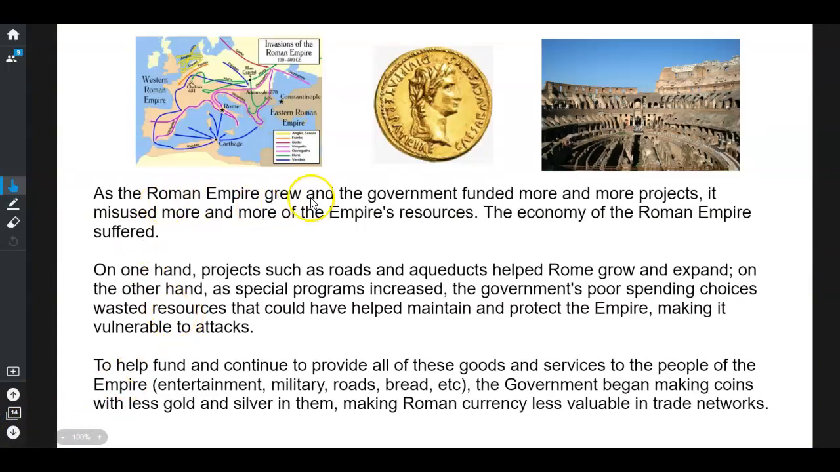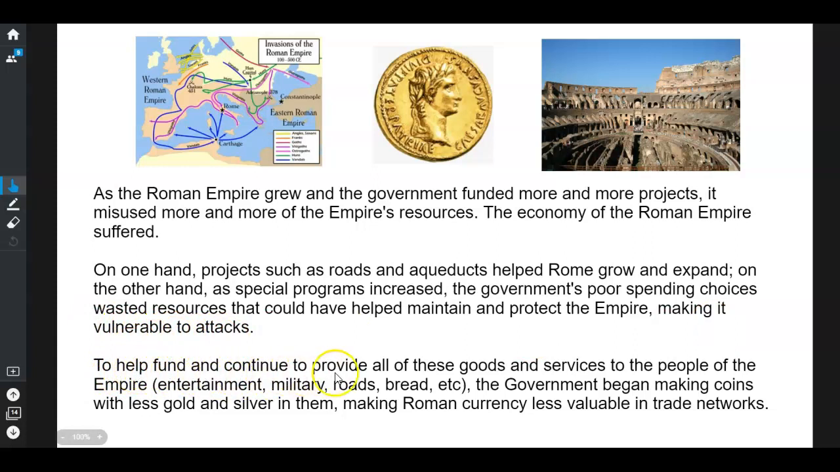So as the Roman Empire grew and the government funded more and more projects, it misused more and more of the empire's resources. The economy of the Roman Empire suffered. On one hand, projects such as roads and aqueducts helped Rome grow and expand. On the other hand, as special programs increased, the government's poor spending choices wasted resources that could have helped maintain and protect the empire, making it vulnerable to attacks from outside enemies.